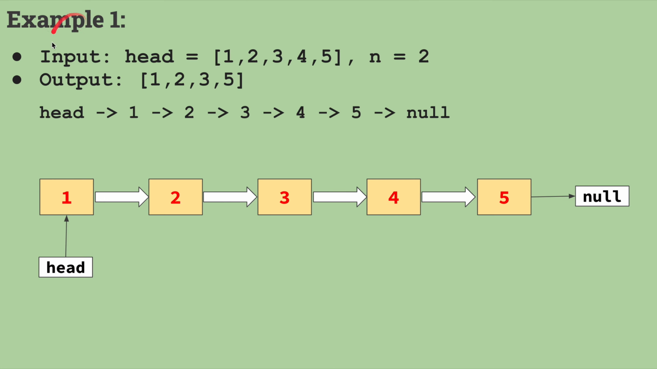Now understand the example that we have been given. The first example is head, where head is 1 2 3 4 5, and n equal to 2. So the output is 1 2 3 5, not 4, because 4 we have removed. How? If head is given, it means head is pointing to the first node, and the first node has the address of the second node, which has the address of the third node. Like that, you have all the nodes' information. The last node doesn't have any next value, so it will point to null.